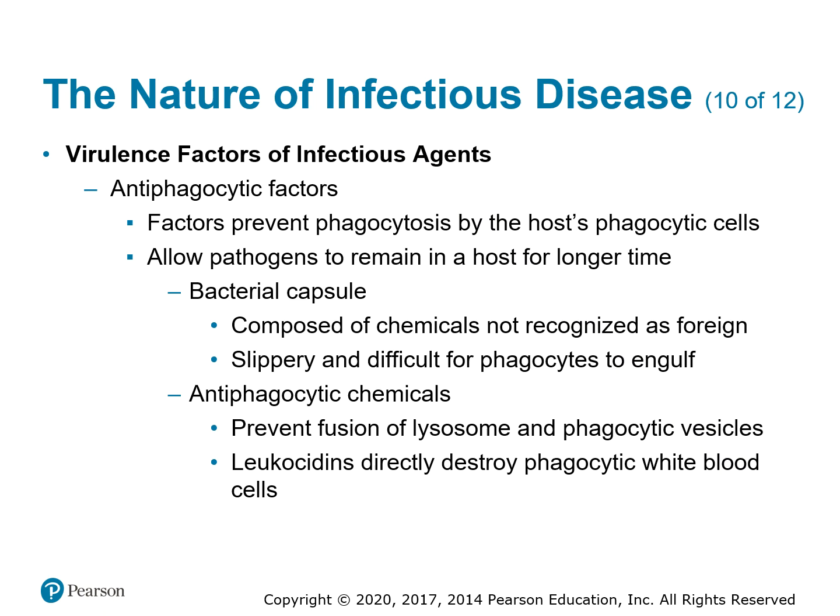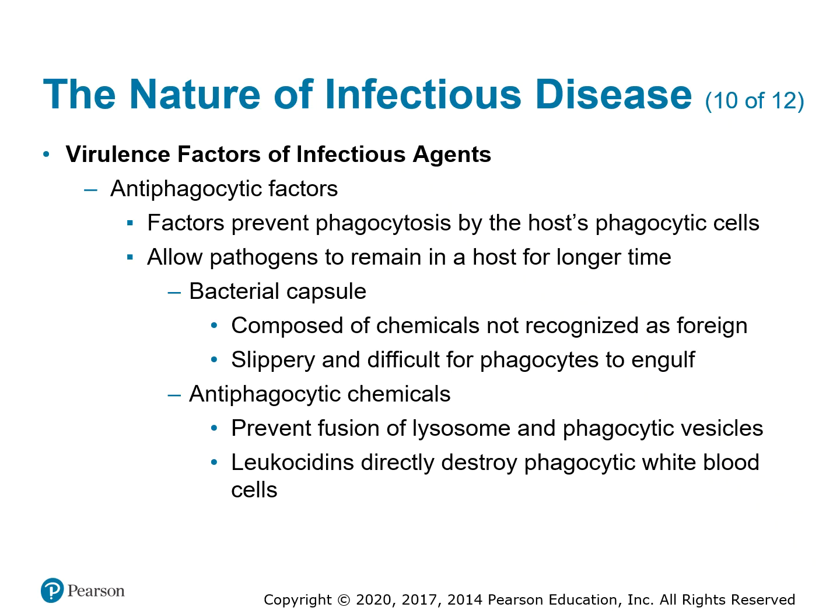Antiphagocytic factors, these are factors that prevent the process of phagocytosis by the host's phagocytic cells, so the macrophages and other white blood cells. They allow the pathogens to remain in the host for a longer time because they don't stop them. One of the things that is considered an antiphagocytic factor is a bacterial capsule. So we looked at capsules in lab. You had a capsule stain that you looked at. These are composed of chemicals that are not recognized as foreign, and they are slippery and difficult for phagocytosis to occur. So phagocytic cells simply just can't get a hold of them.